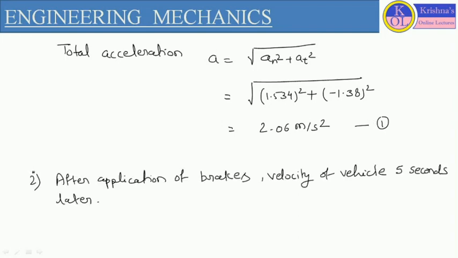Now the second condition is, after application of brake, what will be the velocity of vehicle 5 seconds later? So we will define first the velocity of the vehicle just after 5 seconds of application of brake. So that is considered as the velocity of the vehicle, and on the basis of that velocity we will define normal acceleration. Tangential acceleration will be same, only normal acceleration value will change.